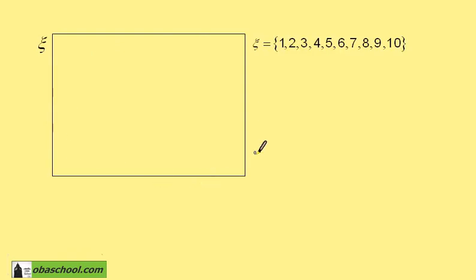Let's suppose that our universal set was the integers from 1 to 10. That means that all of these integers need to appear somewhere within the rectangle. So to draw this situation, we simply write the numbers from 1 to 10 somewhere within the rectangle.